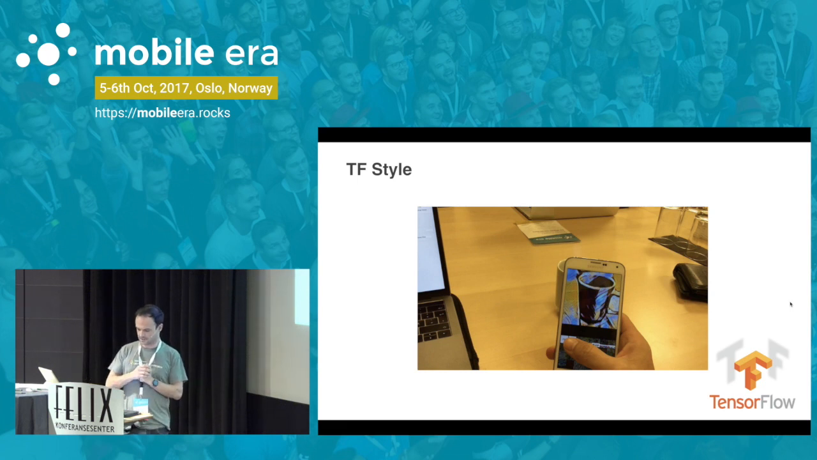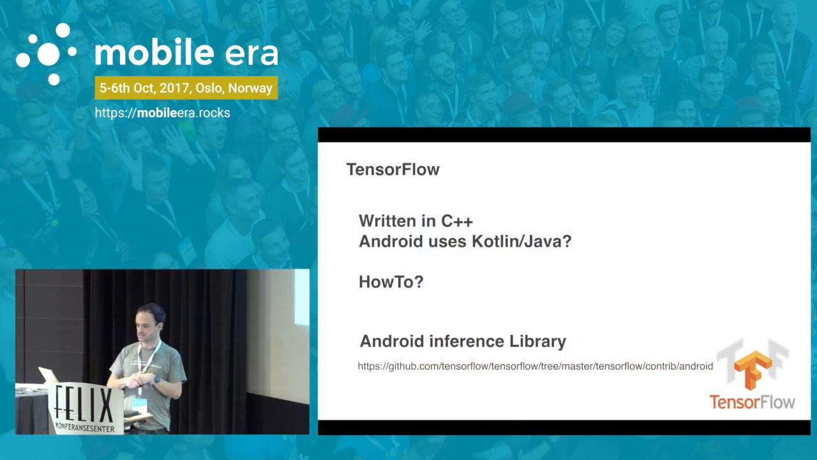Then, TensorFlow is written in C++. Android uses Kotlin or Java. By the way, how many people use Kotlin, out of curiosity? Okay, good. So how do we do it? Well, there is a library called Android Inference Library, very similar to the NDK. So we can access, through a bridge, all the code in TensorFlow, and it works relatively smoothly.